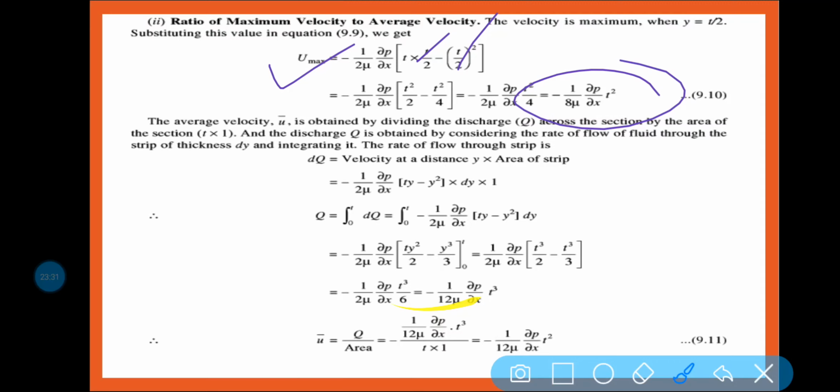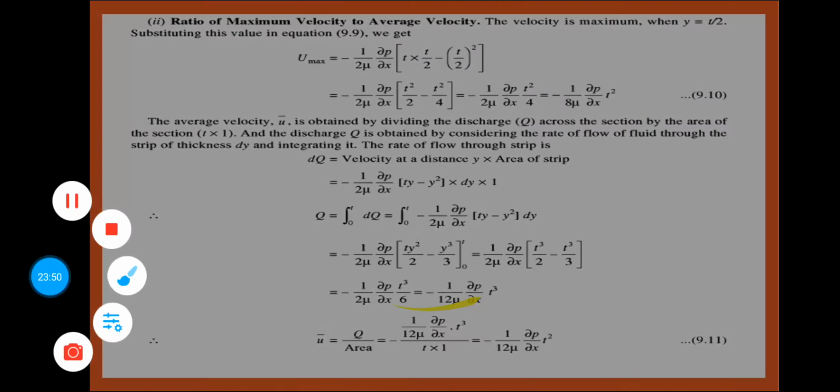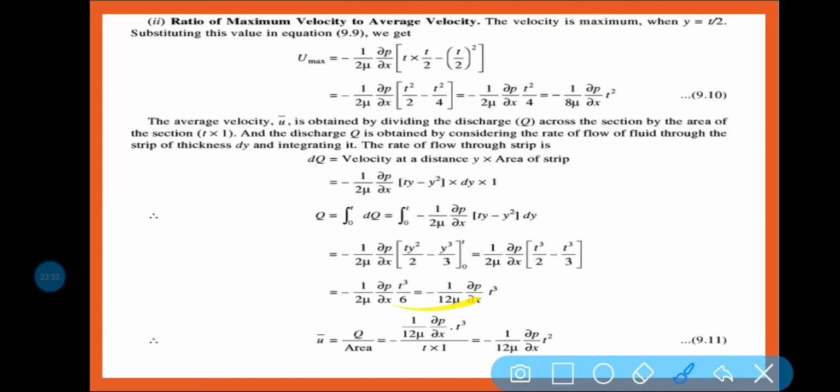Now let us calculate the average velocity. How can we calculate this u bar? We know that q is equal to area into velocity, so average velocity is equal to q by area. So first of all you need to find out q, the discharge. Now how can we find out the discharge? Discharge can be obtained by considering the rate of flow.